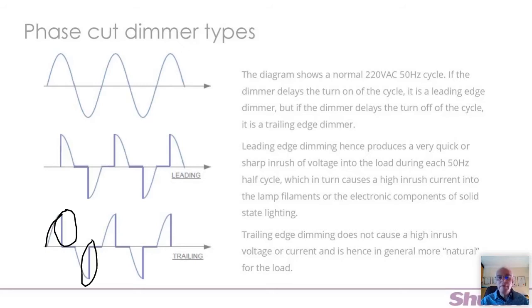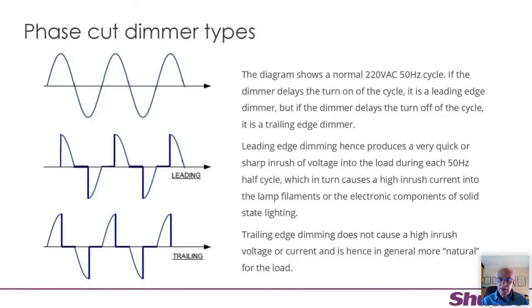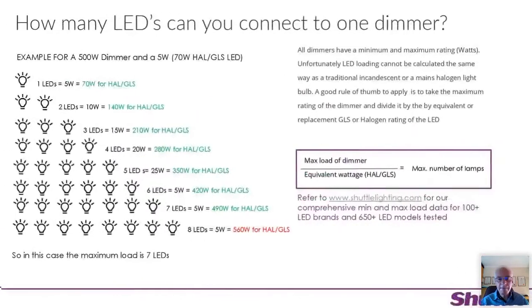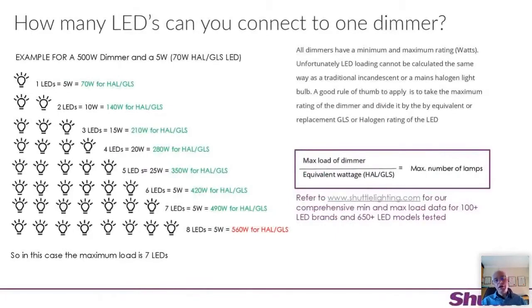Now, trailing edge dimming is better for electronic loads, which is also the recommended method to dim LED drivers. One of the big problems that one encounters as a dimmer supplier or as an LED supplier is how many LEDs can you connect to your dimmer? If you, for instance, work with a 500 watt dimmer, in the older times, you know that you can connect, in theory or in practice as well, 10 50 watt halogen lamps, which gives you 500 watt. So logic would dictate that you can place 100 5 watt LEDs on a dimmer. That hardly ever works.